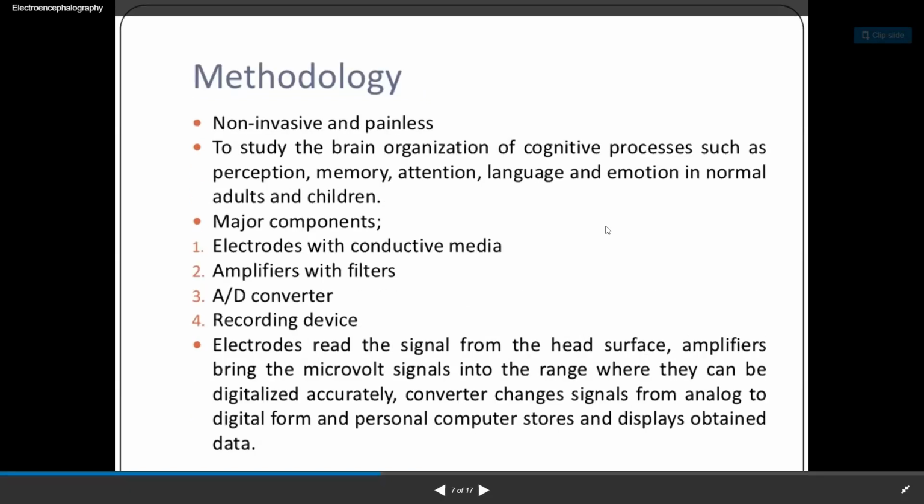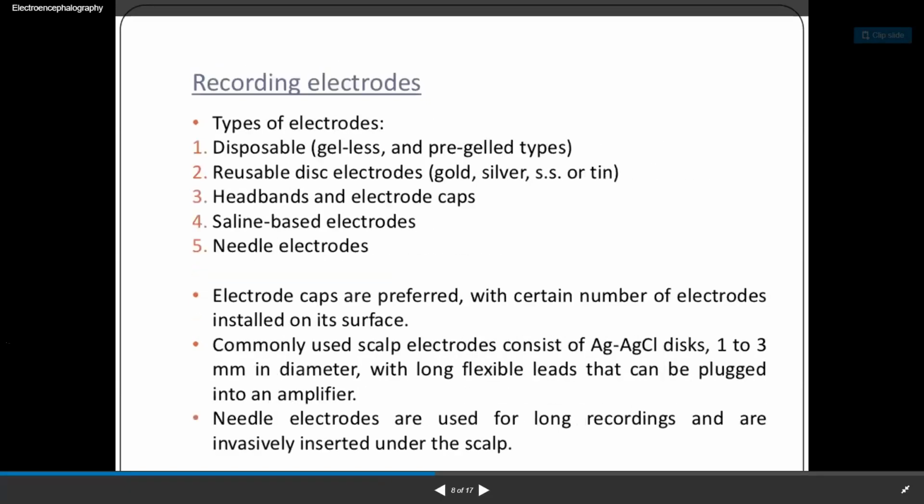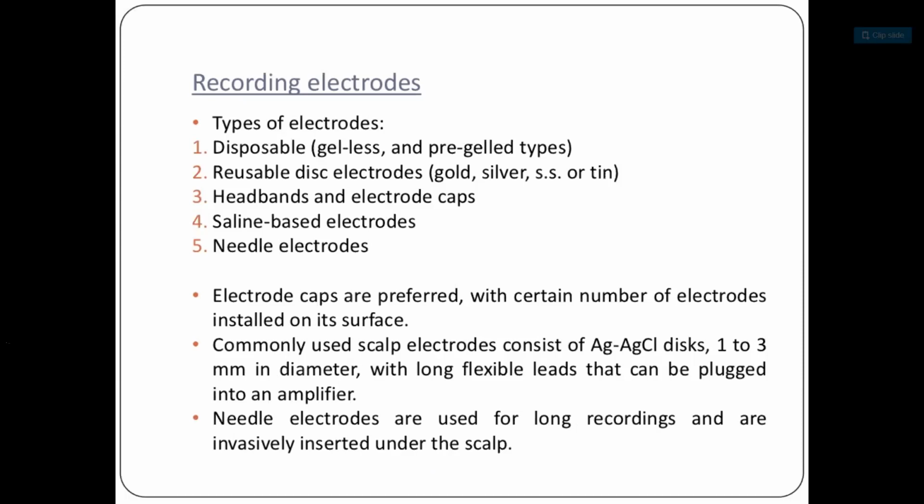Now, what are the types of electrodes? We actually use them for recording purposes, EEG. Disposable ones are there. You have the reusable disc electrodes, headbands and electrode caps, saline based electrodes, needle electrodes. Now, in our college, in our department, we have the EEG.